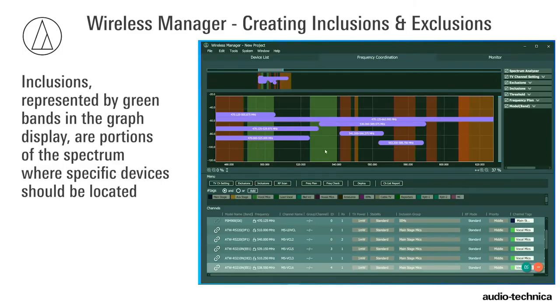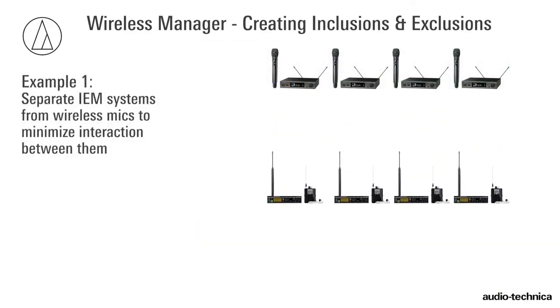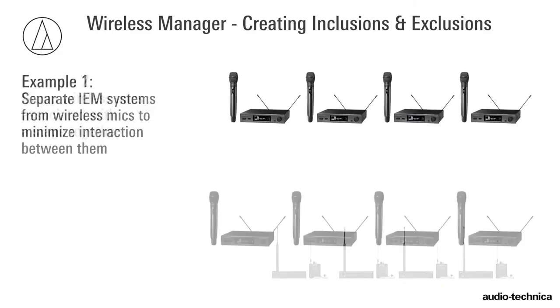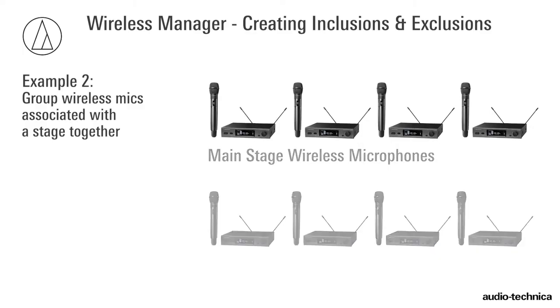Inclusions, represented by green bands in the graph display, are portions of the spectrum where specific devices should be located. One example is to separate IEM systems from wireless microphones, helping to minimize interaction between them. Another might be to group together wireless mics associated with the stage.